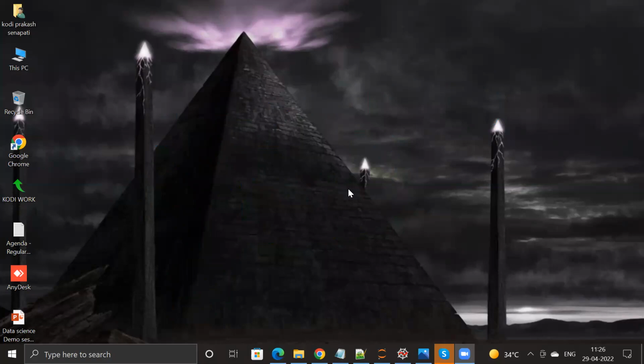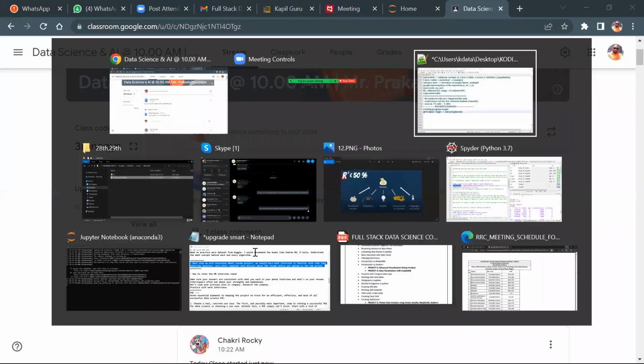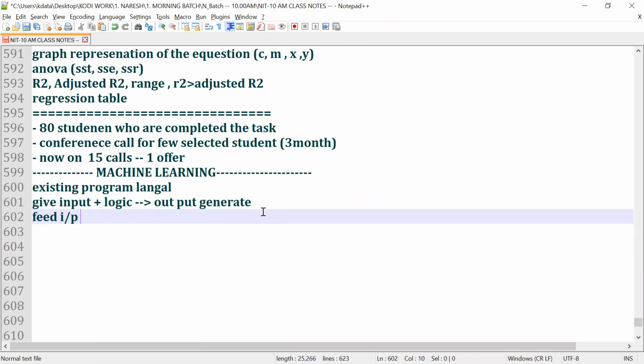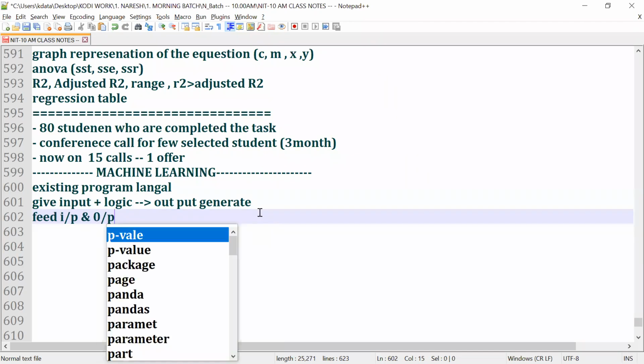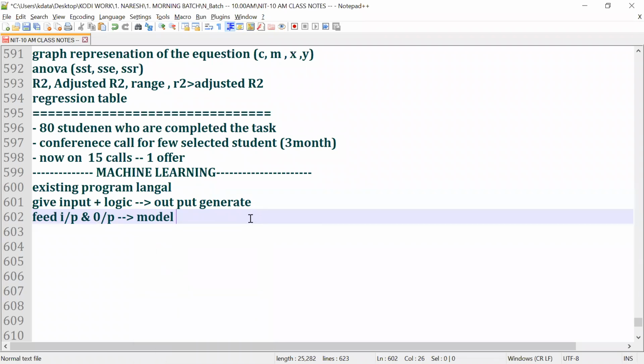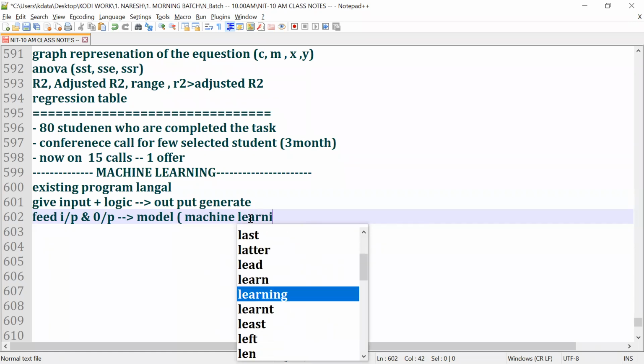Okay. So I hope you understand what exactly I mean by model. When we feed input and output, then I generate the logic. This logic is called a model. This logic is called a machine learning model.